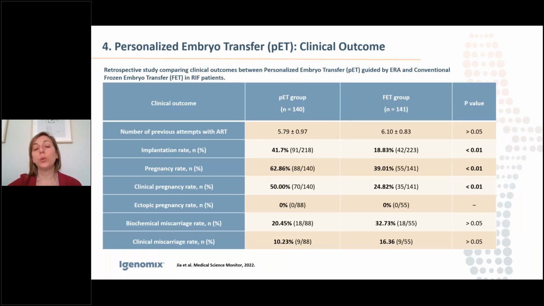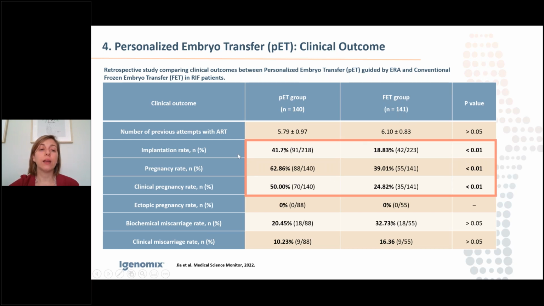But also I want to share with you one of the latest publications, published this month. This is in 281 patients from a clinic in China, okay? And this is a retrospective study in which the clinic compared 140 patients with recurrent implantation failure that had ERA, against patients with recurrent implantation failure but without ERA. As you can see here, it is statistically significant, the three main outcome measures, implantation rate, pregnancy rate, and clinical pregnancy rate, being higher when ERA is applied.